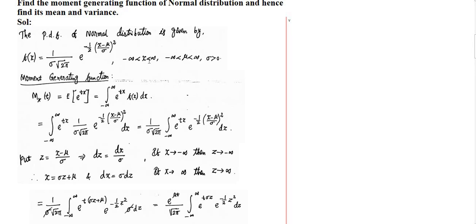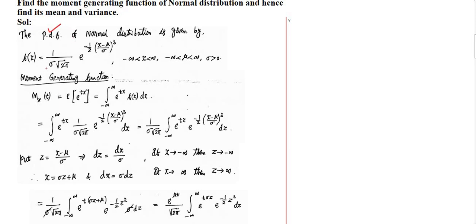Today my lecture is about normal distribution. The question is, find the moment generating function of normal distribution and hence find its mean and variance. Since normal distribution falls under the continuous case, we should define the probability density function of normal distribution.